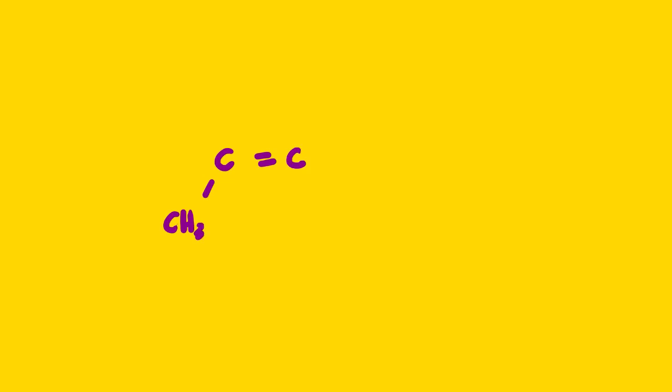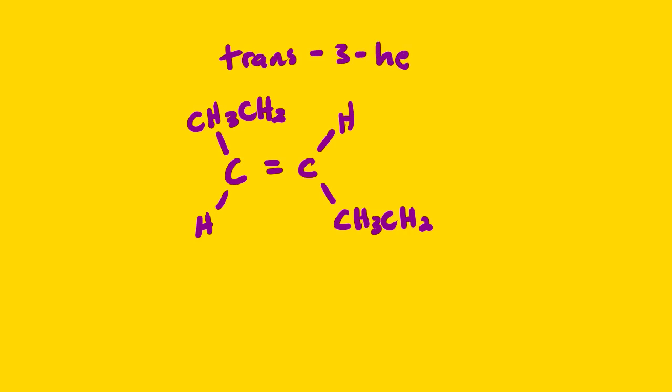Let's start with cis. Remember, cis means same side, so this will be cis. Then looking at trans, you're going to have one of the ethyls on top and the other at the bottom. Then we have hydrogen here, we have hydrogen here. So this will be trans 3-hexene.